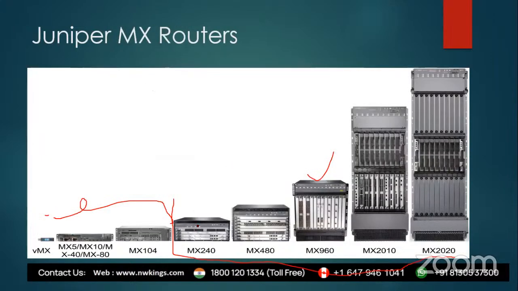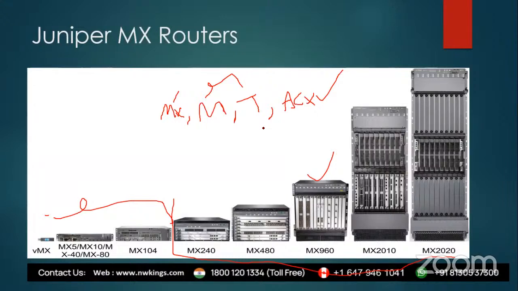Especially, you will have types of platforms: MX, M and T series, and ACX. ACX series is high-end level. The M and T routers are legacy routers. Between the years 2000 and 2010, they used the M and T series. These are legacy routers which we are not using. So currently the trending ones are MX and ACX.